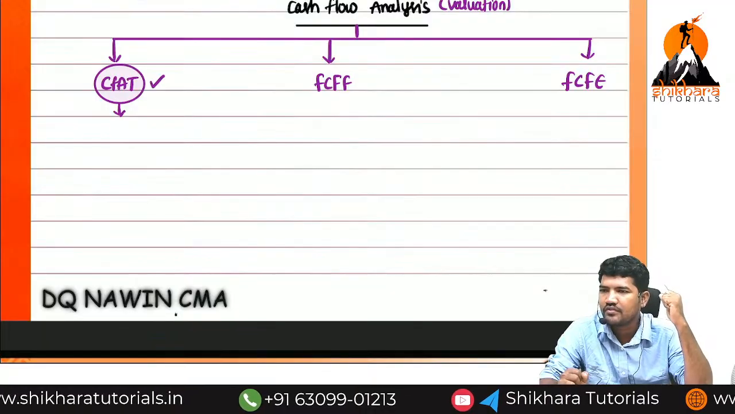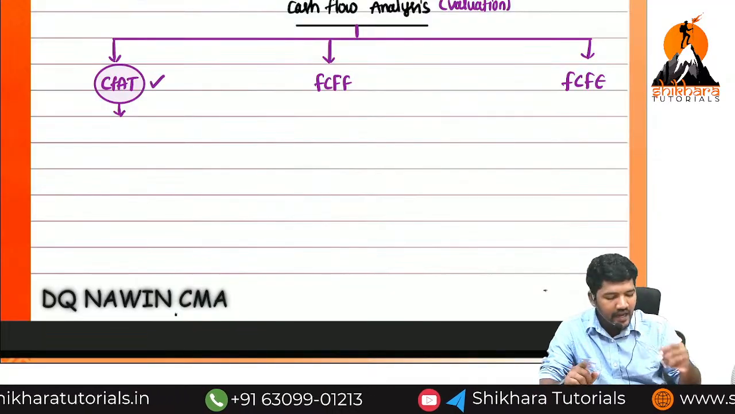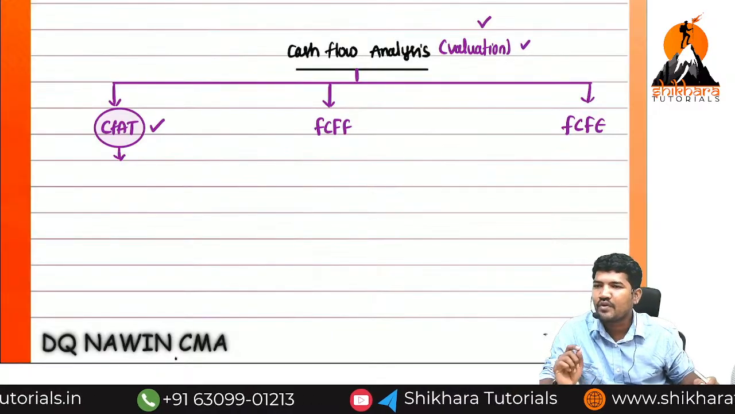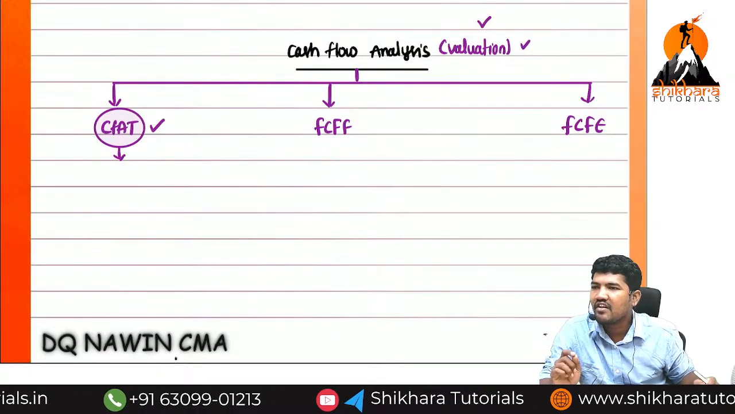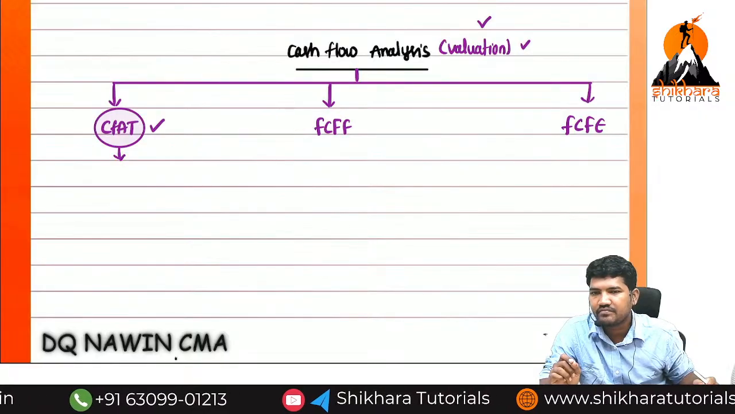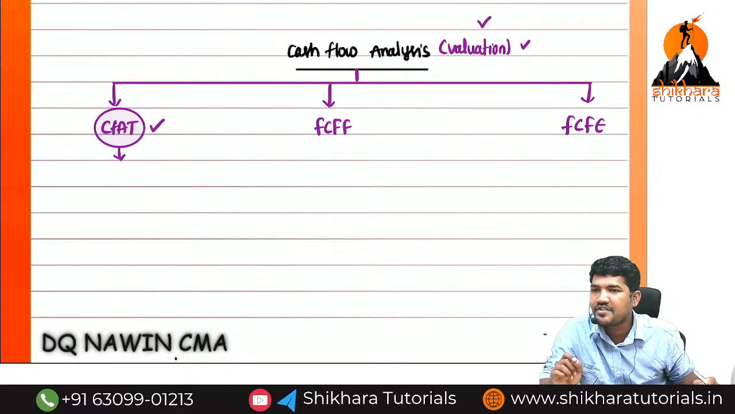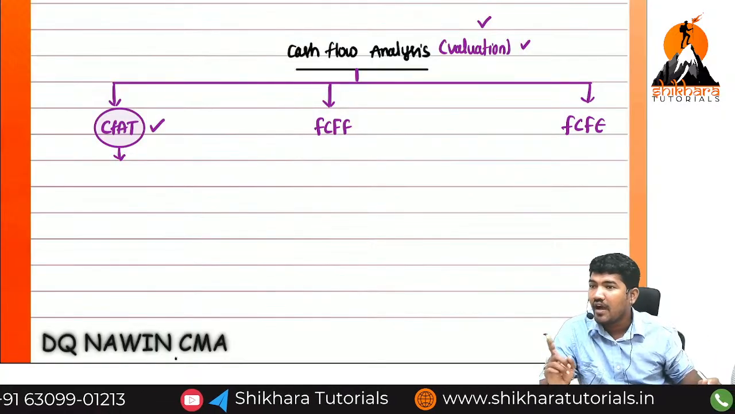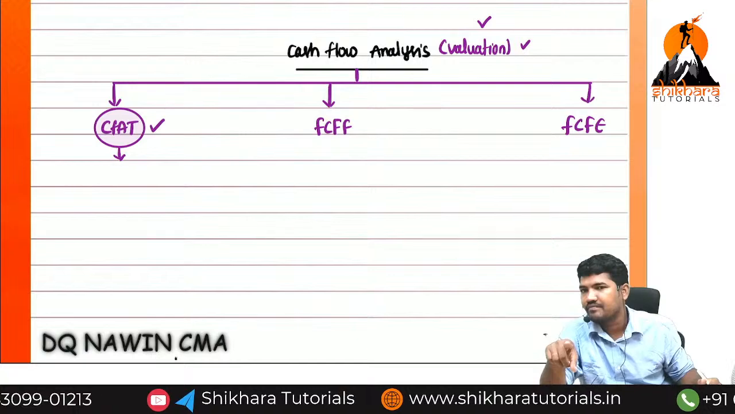Are you clear, sir? Now, why am I using this in valuation? In capital budgeting, I used one assumption: interest is irrelevant for capital budgeting decision. Here I am not doing capital budgeting. Here I am doing valuation. And also I explained EBITDA.